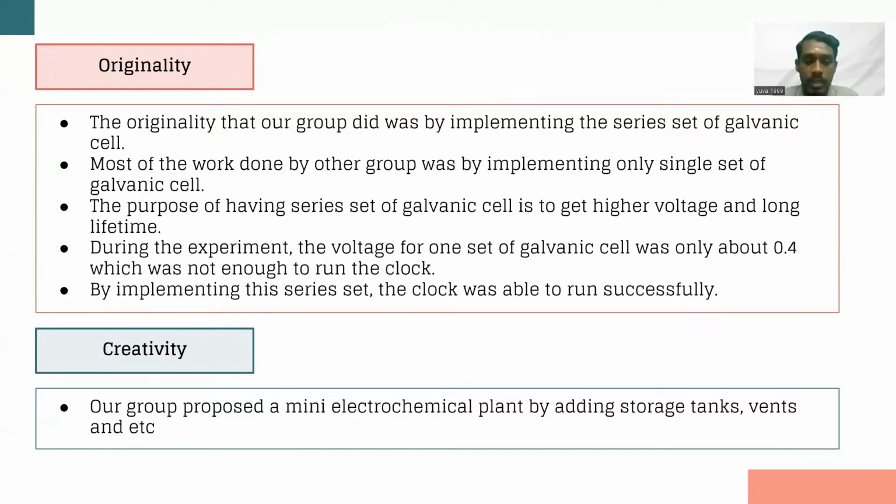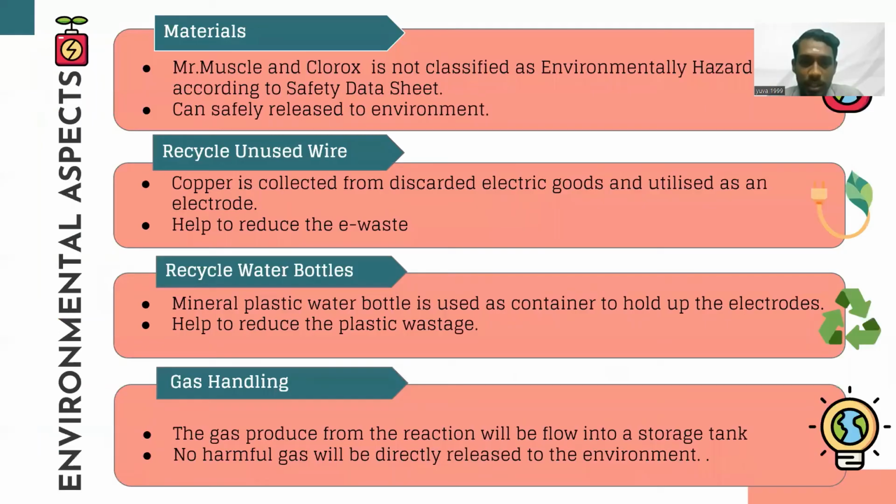During the experiment, the voltage for one set of galvanic cell was only about 0.4 volt, which was not enough to run the clock. So we decided to use a series set of galvanic cell and we were able to run the clock successfully. So next, the creativity. Our group proposed a mini electrochemical plant by adding storage tank, ventilation, etc. for the process. All right, so next I will pass to the next speaker to continue the presentation.